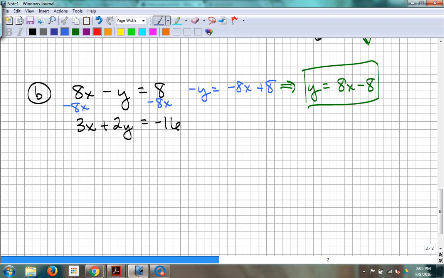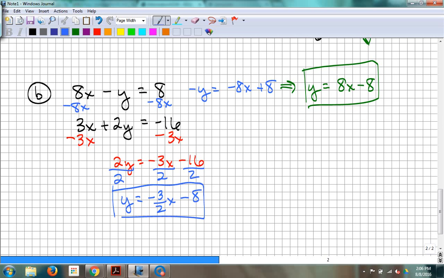I'm going to go ahead and work the second one, get y by itself on it so that I'm just ready to graph once I get there. So subtract 3x. 2y is equal to negative 3x minus 16. Divide by 2. So there are my two equations.